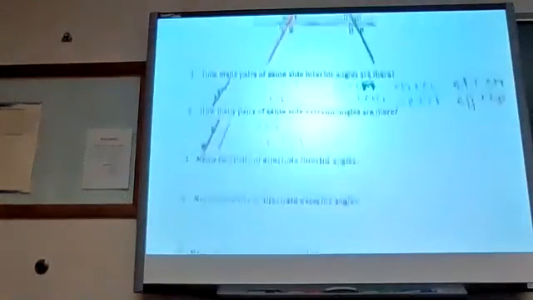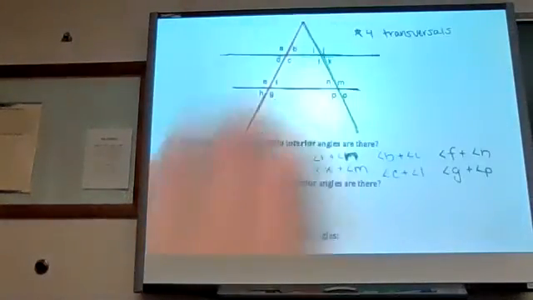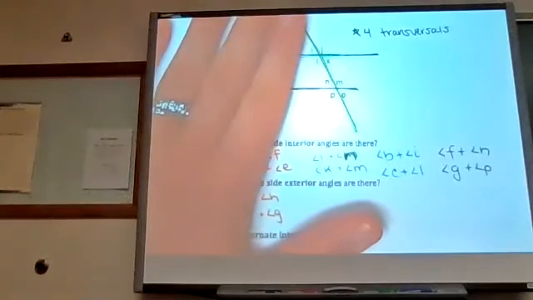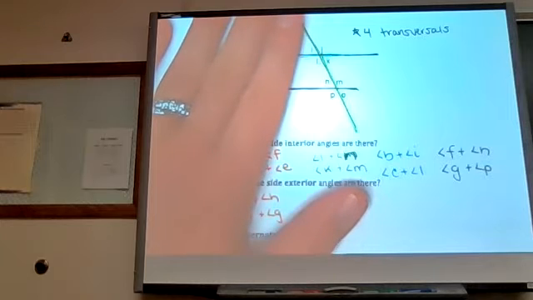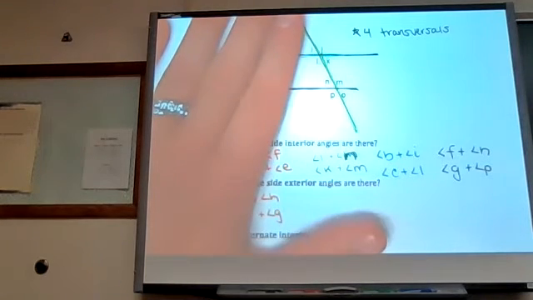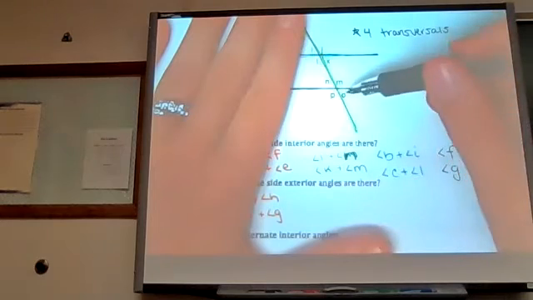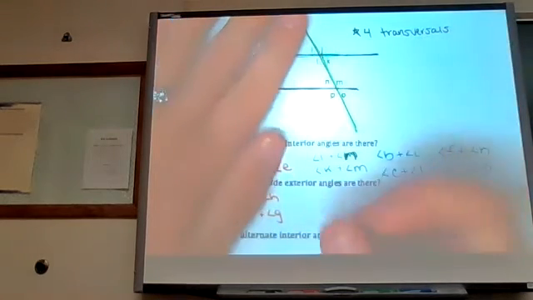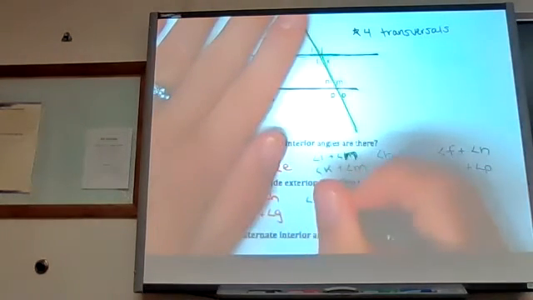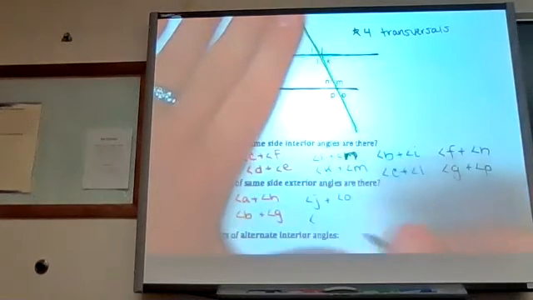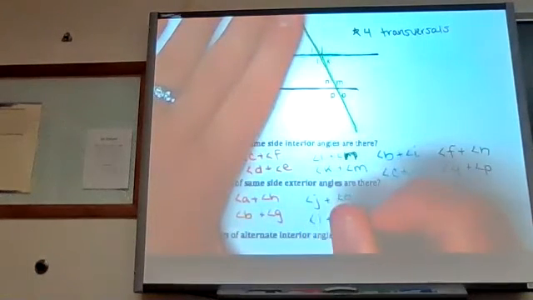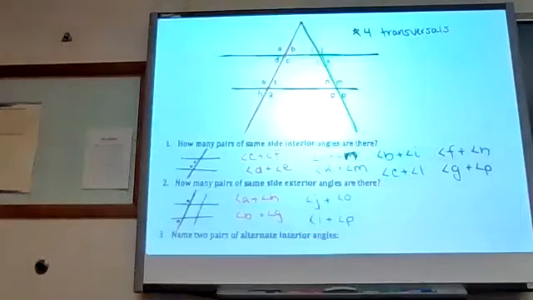And let's now go to the green transversal. What would be a same side exterior pair? Outside on the same side of that green line. J and O. I think it's a J, I believe. J and O, yep. And what would be the other pair? I and P. Yep.